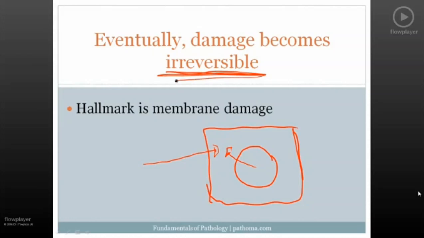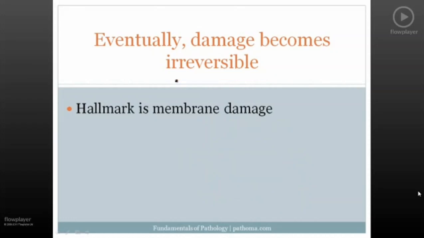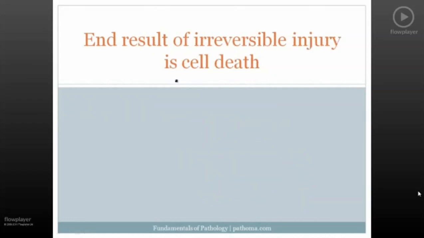So again, these are the high yields, and I don't memorize these things. I'm really actually just sitting here talking off the top of my head. I don't have any notes in front of me. And the reason I can talk off the top of my head is because it makes sense, if you just remember membrane damage being the key hallmark of irreversible injury. Okay, the end result of irreversible injury is cell death. And cell death is a separate topic. We'll discuss that in more detail in the next section. Why don't we stop here, and then we'll continue.